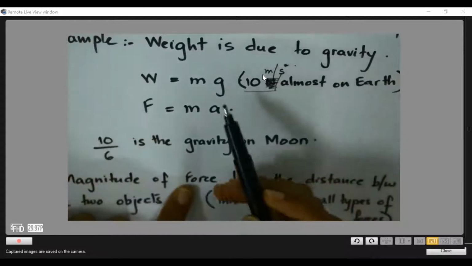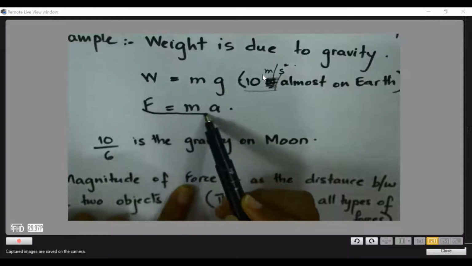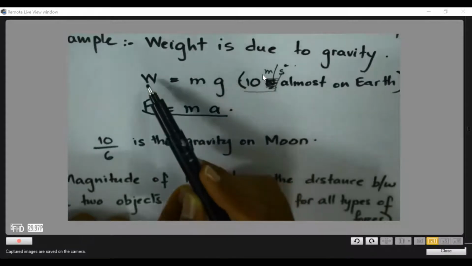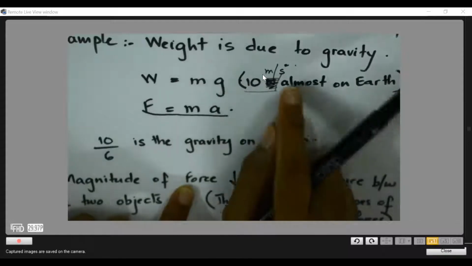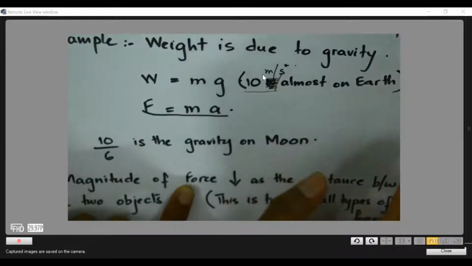Okay. So when we multiply that, we are using this equation. This is Newton's second law of motion, but we are substituting acceleration by g, which is acceleration due to gravity. And the force that we get is actually the weight, the value of which is constant almost throughout the earth.